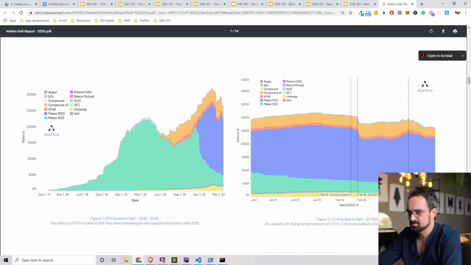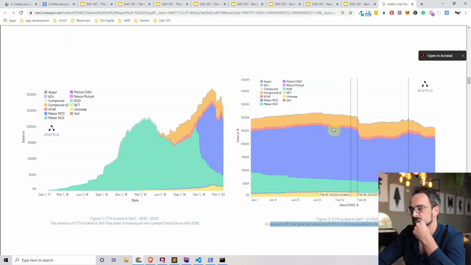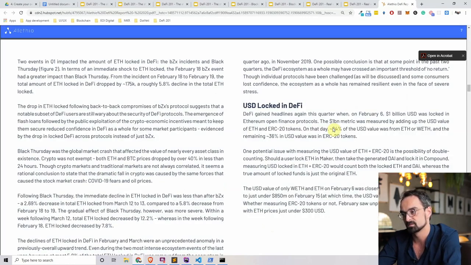And at Black Thursday, not that much happened, but you can see an up and down in the market, and there's a little bit of a downward trend, which is actually, as of today, picking up again. That's good to see. We can see that on the 30th of January, the greatest amount of Ether was locked: 3.1 million Ether locked in decentralized finance since the launch of Ethereum. That's a really big milestone, and I predict that within probably 3 to 4 months, we will see another all-time high in locked up ETH in decentralized finance.